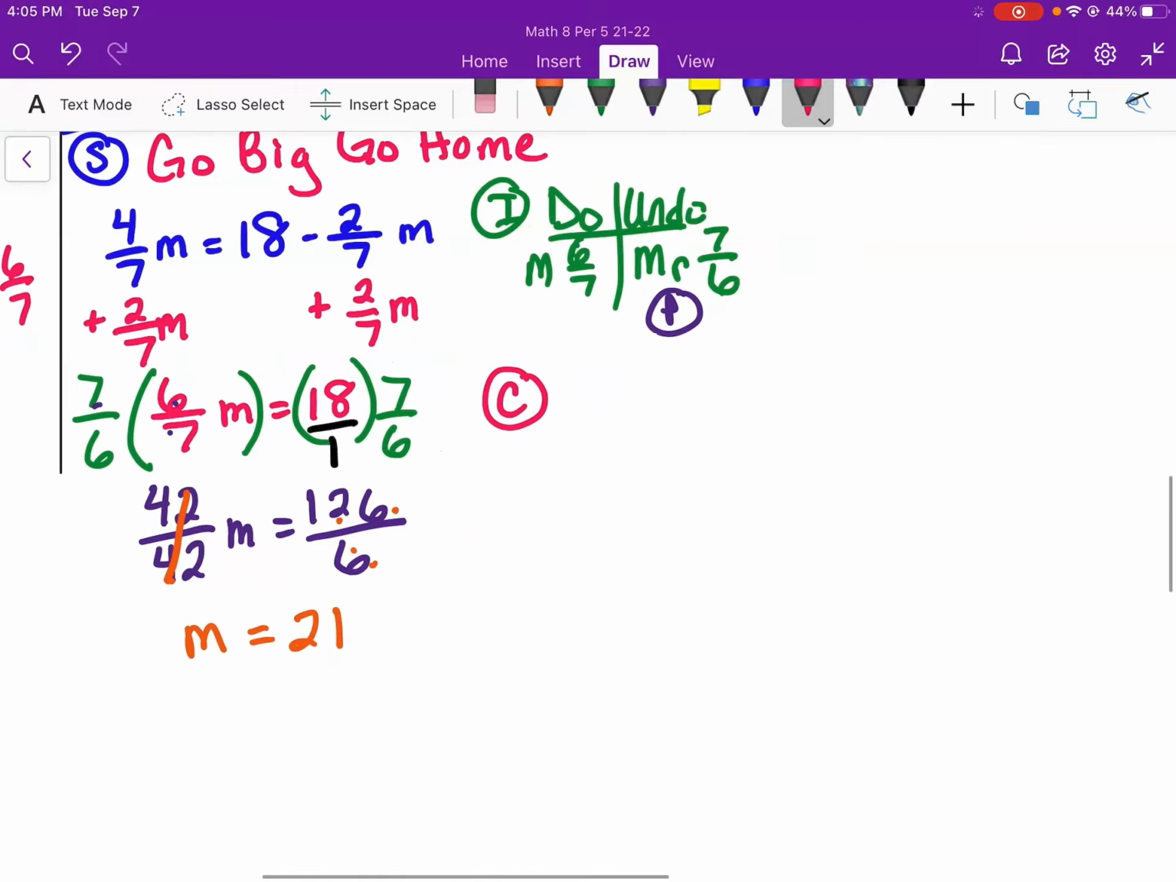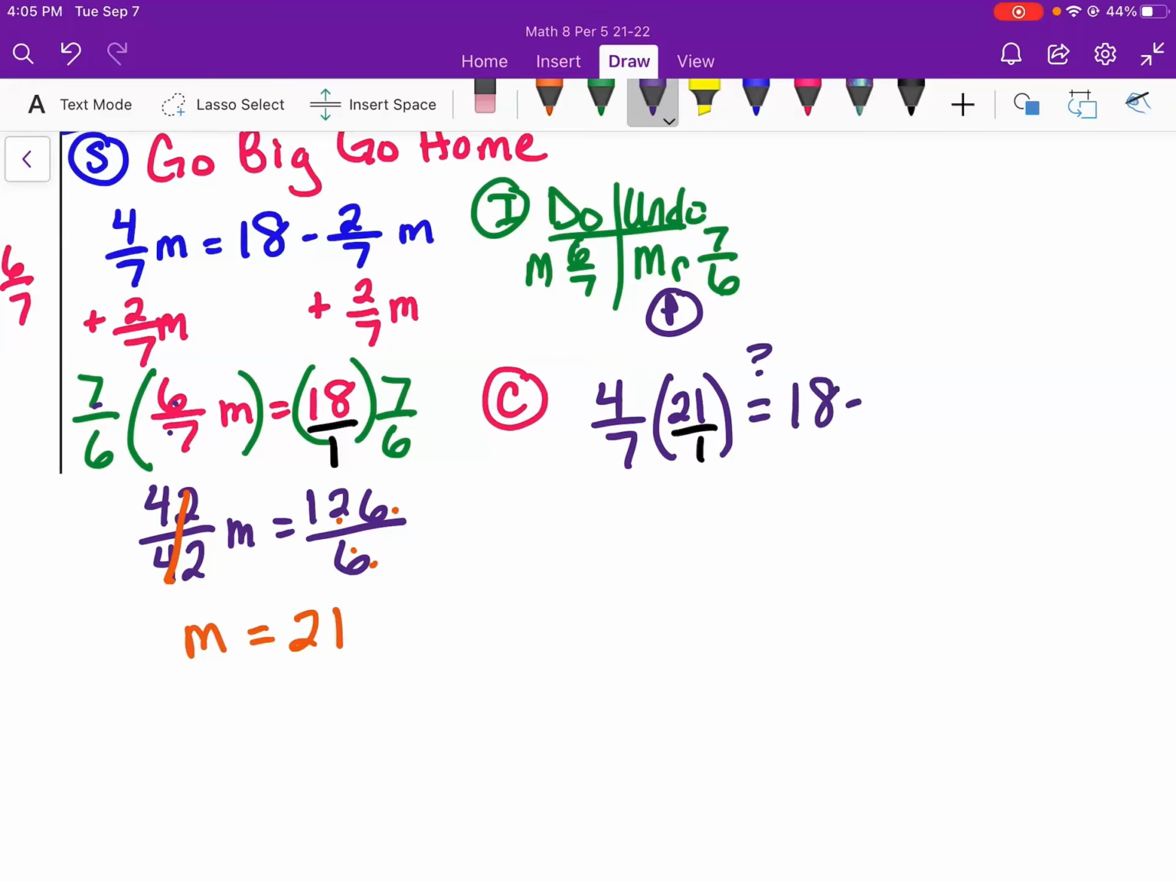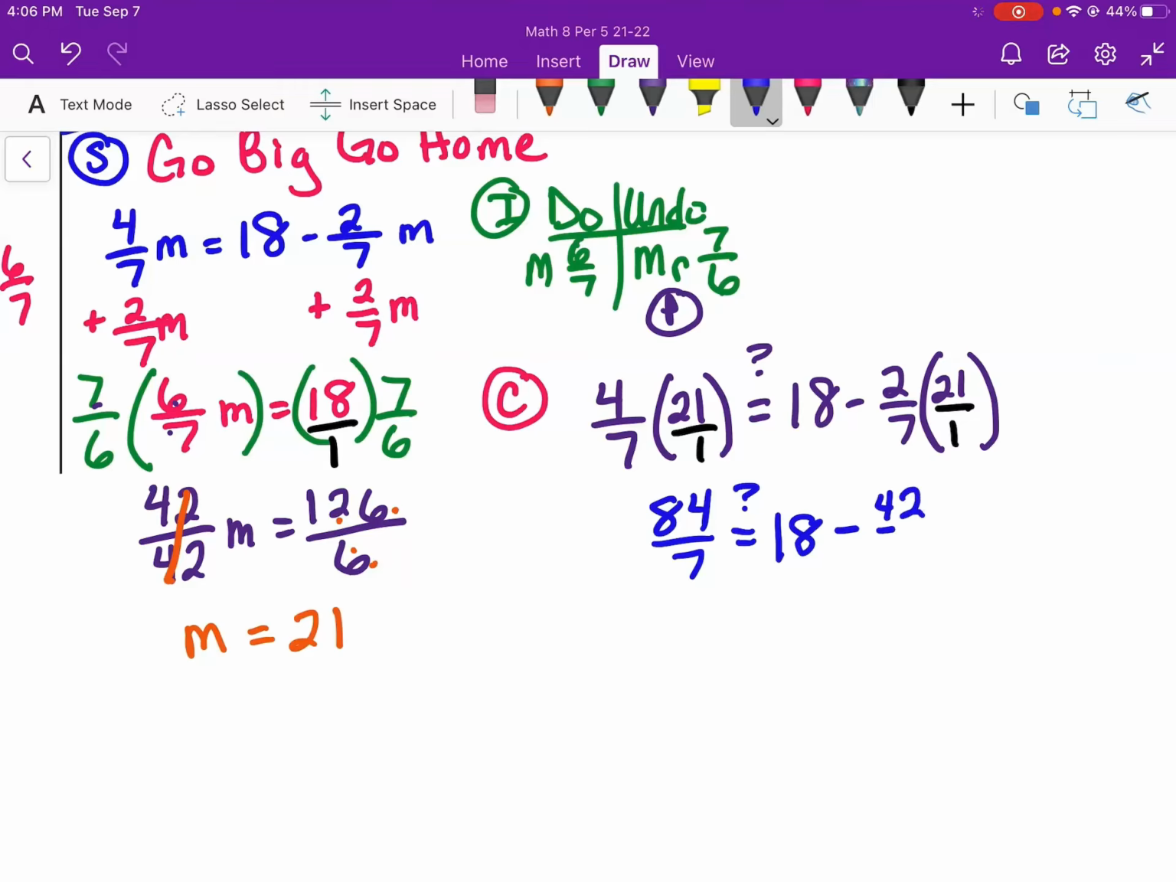So go back to the original equation. So I have 4/7. Oh man, and a fraction. But you won't die, I promise. Over 1 equals, question mark, 18 minus 2/7. Did anyone notice that the top and the bottom are both divisible by 7? Okay, so then I've got 4 times 21 is 84 over 7. And then over here I have 2 times 21, which is 42 over 7.